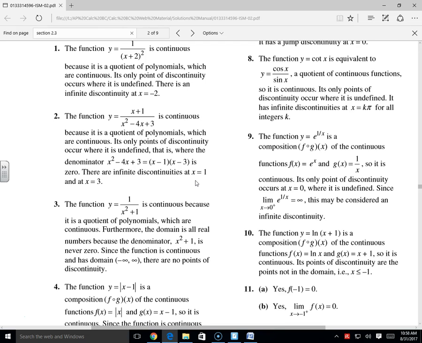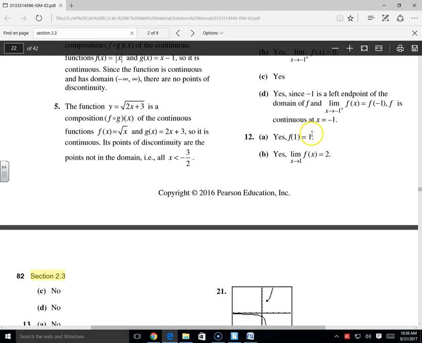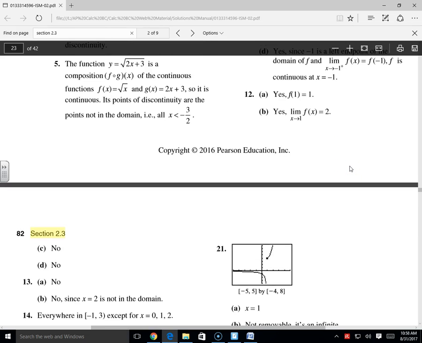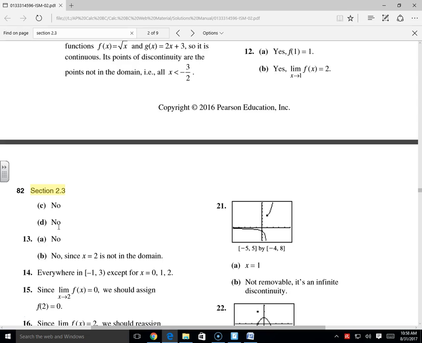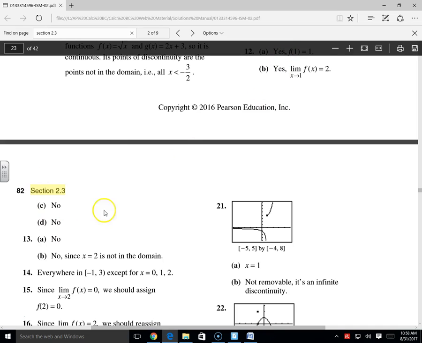Good. Number 12, yeah? Yes, f of 1 equals 1, and b, yes, limit equals 2. There's 2 more. C is no, and D is no. The function does exist, the limit does exist, but they do not equal each other. Yeah, they didn't put anything on this one.